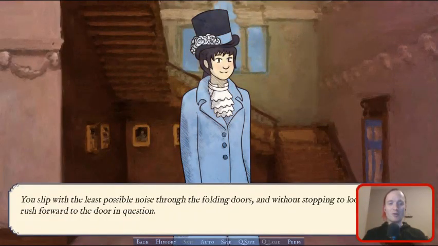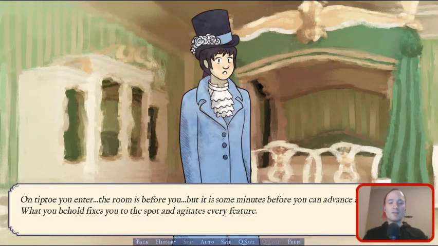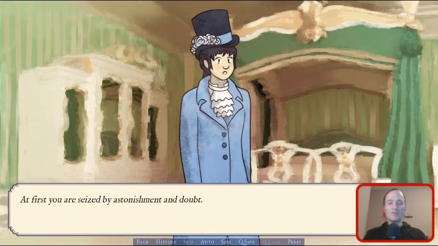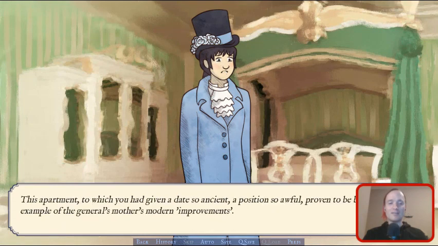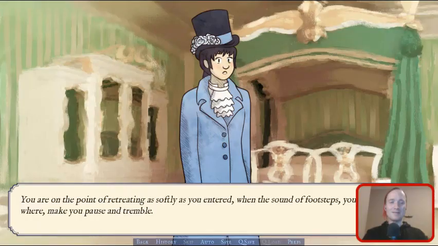Okay, you slip with the least possible noise through the folding doors, and without stopping to look or breathe, rush forward to the door in question. On tiptoe, you enter. The room is before you, but it is some minutes before you can advance another step. What you behold fixes you to the spot and agitates every feature. At first, you are seized by astonishment and doubt. What are we seeing? This apartment. It's the dead guy's room. You had given a date so ancient, a position so awful, proven to be but another example of the general's mother's modern improvements. Oh, everything is just modern, so we're very disappointed. Ah. Because of the general. Okay.